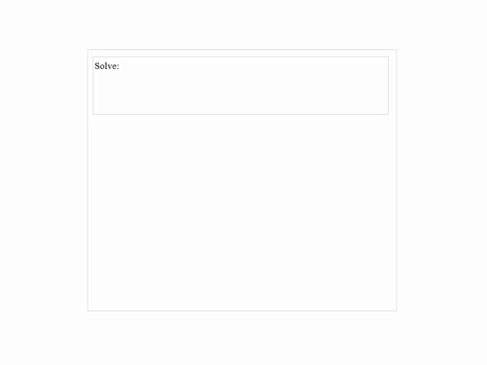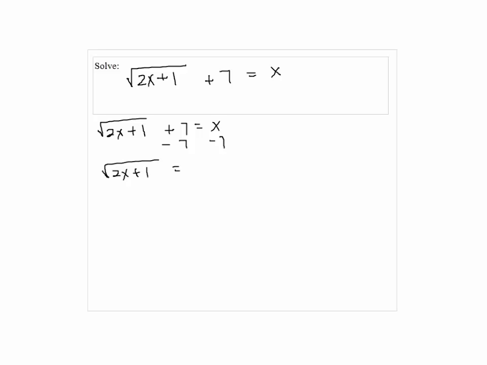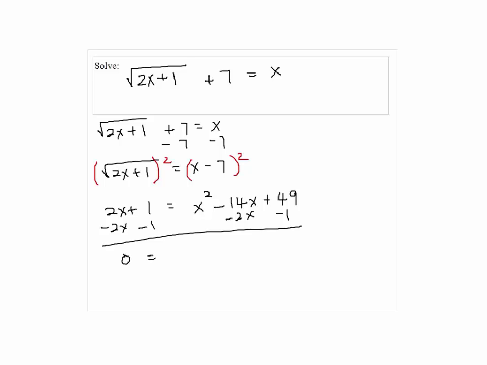Solve the square root of 2x plus 1, plus 7 equals x. First, we're going to isolate the radical term by itself. So we subtract 7 from both sides. So we have x minus 7. Then we're going to square both sides to get rid of the radical. So we have 2x plus 1 equals x squared minus 14x plus 49. By subtracting 2x and 1 from both sides, we have 0 equals x squared minus 16x plus 48.